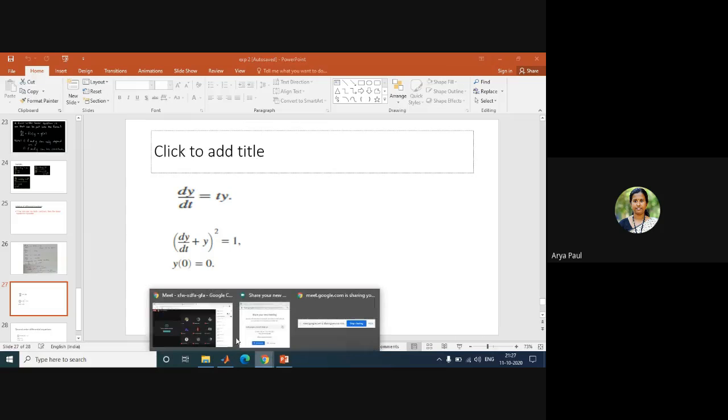dy by dt equal to t y. Again you can put it as an equation. Here y is a function and t is the independent variable. dy by dt equal to t y.